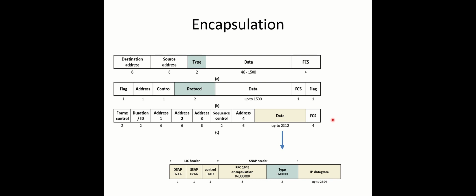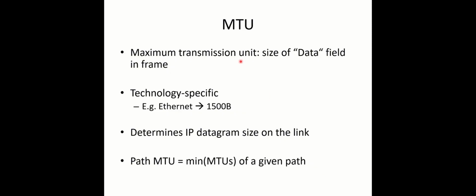Like this, the maximum payload sizes vary across link layer technologies, and we call them the maximum transmission unit size, or MTU size. If an IP datagram is larger than the MTU size of the link, inevitably the IP datagram should be fragmented first so that each fragment fits in the link layer frame.